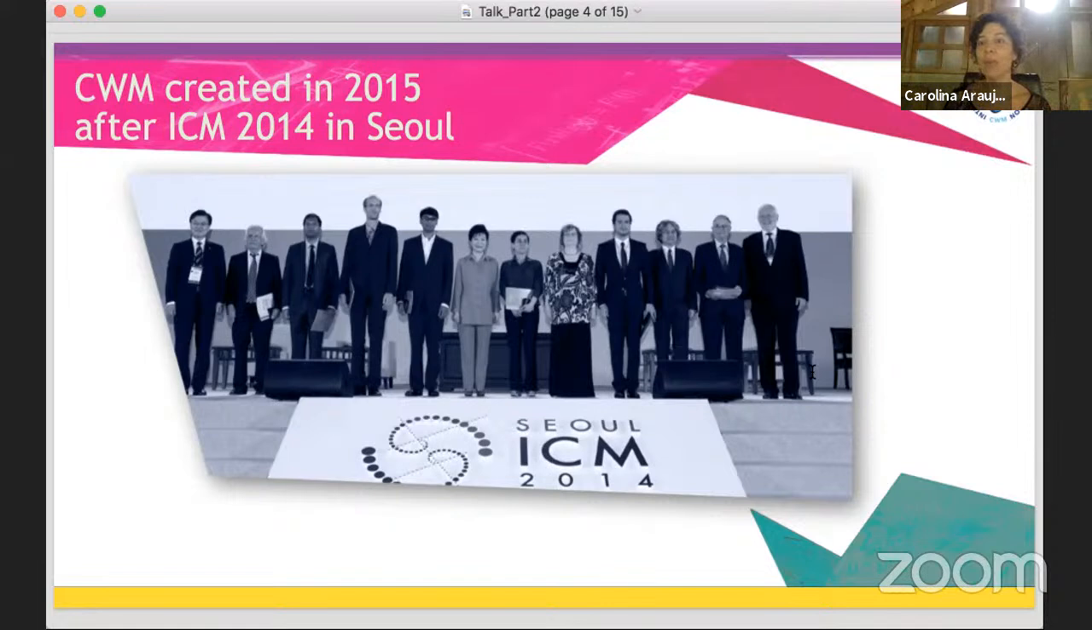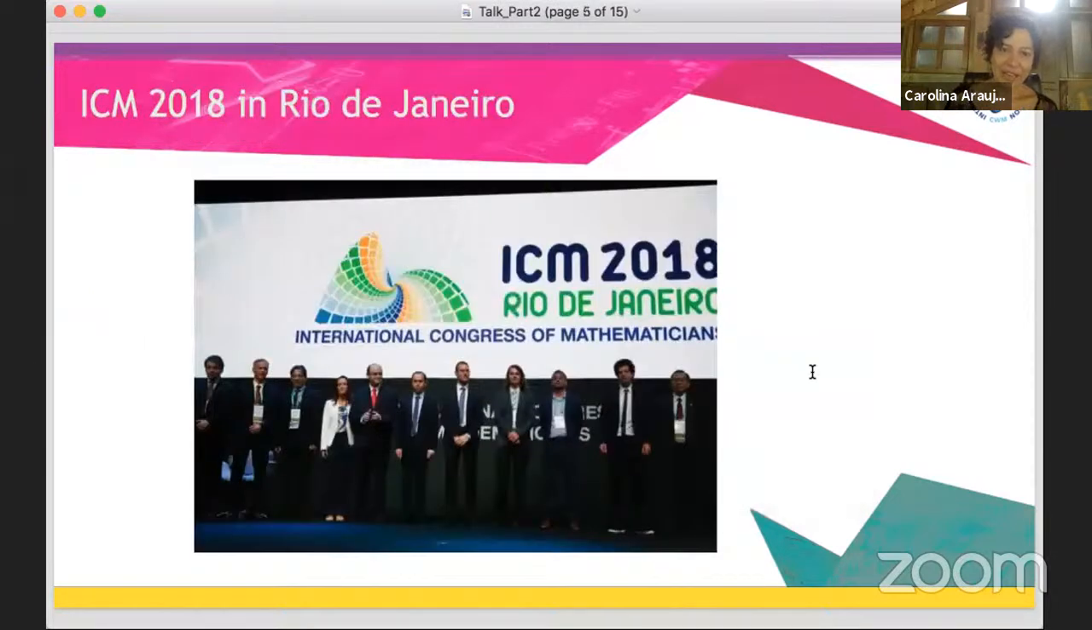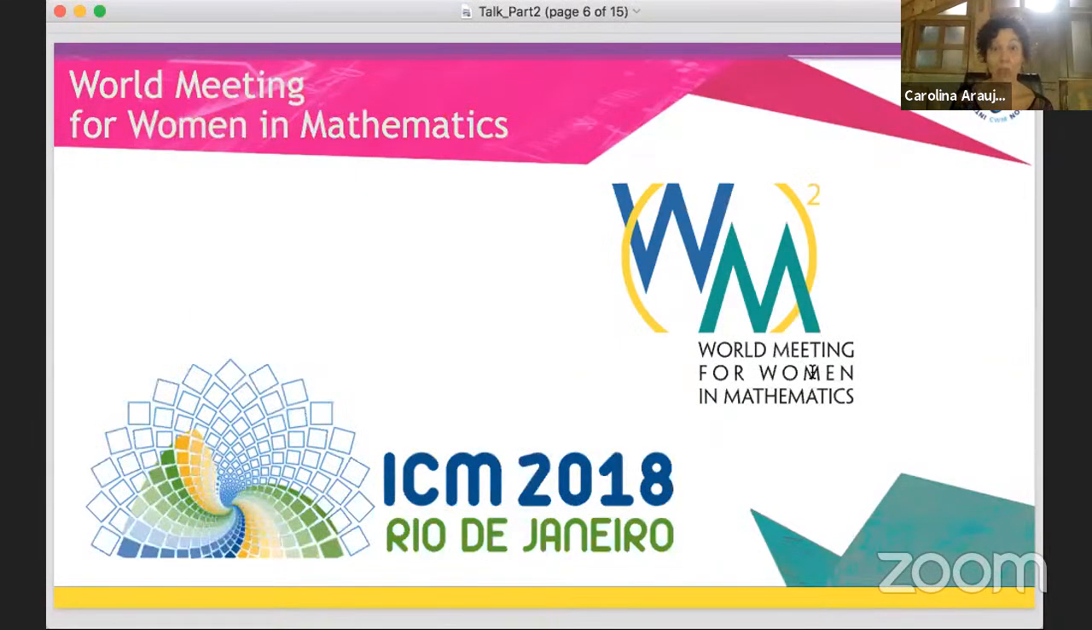So let me show you a picture of the opening ceremony of ICM 2018, four years later. Here you see that in this picture there are mostly men. There is one woman in this picture, but she's not a mathematician. She's representing the Brazilian Development Bank, which was the main sponsor of the event. So she's the only non-mathematician in this picture and also the only woman in this picture. So we see that we take some steps forward, then take some steps back, but we keep working.